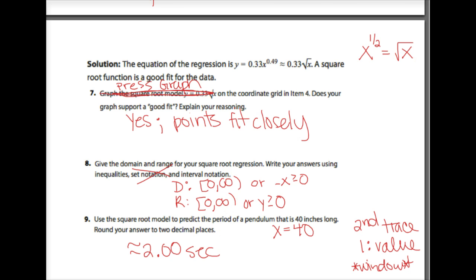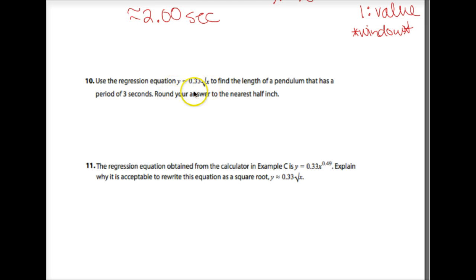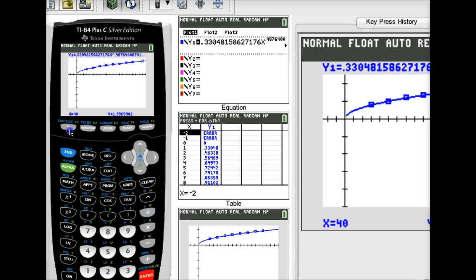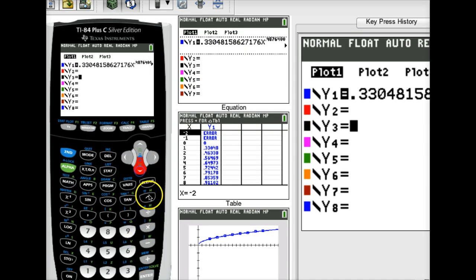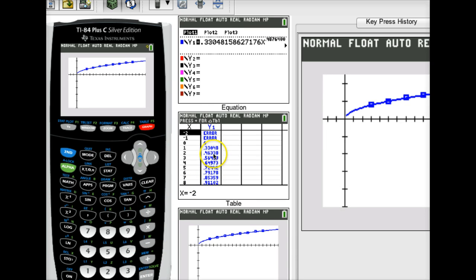All right, then number 10, use the regression equation, the one that's already pasted for us, to find the length of a pendulum that has a period of 3 seconds. So the period is the y value. They're telling you y equals 3. So this one, we have to use second trace, choice 5. We have to do an intersection. So we need to press into our y equals screen, the y equals 3. So y equals 3, press graph.